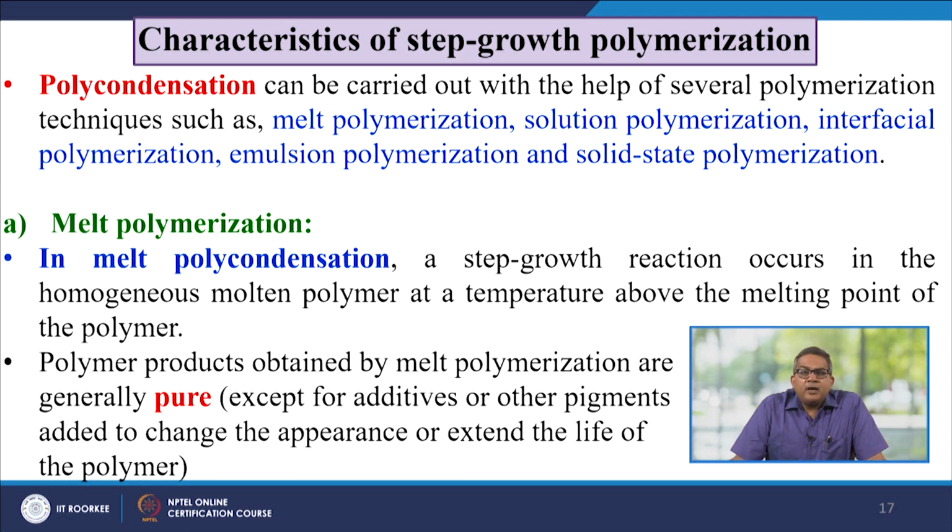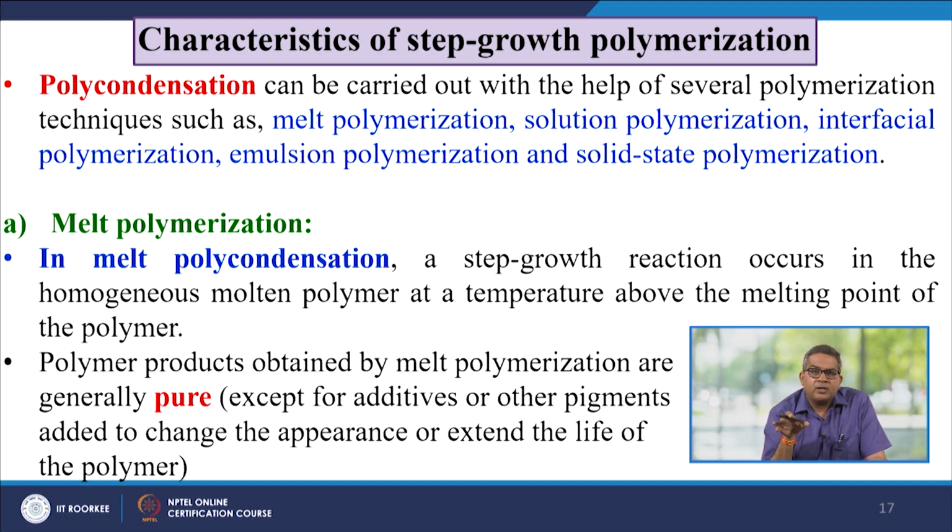Polycondensation can be carried out with the help of several polymerization techniques like melt polymerization, solution polymerization, interfacial polymerization, emulsion polymerization, and solid state polymerization. So, let us talk one by one. Melt polymerization. In melt polycondensation, a step growth reaction occurs in homogeneous molten polymer at a temperature above the melting point of the polymer. So, it is in the molten stage.